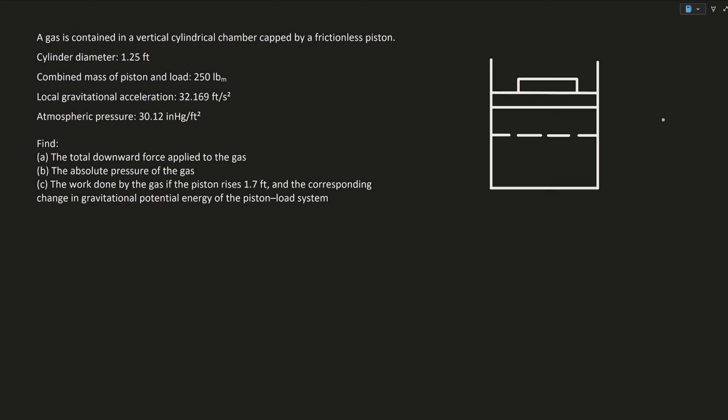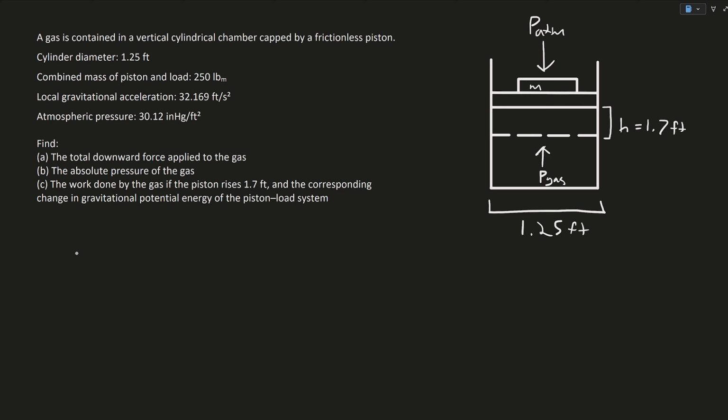So the first thing we're going to do is label our diagram. So we have the atmospheric pressure pushing down on the piston. We have the mass of the piston and the load. Here is the height if the piston rises. And this is the diameter of the piston, which is 1.25 feet. We have, of course, the gas inside pushing up on the piston.